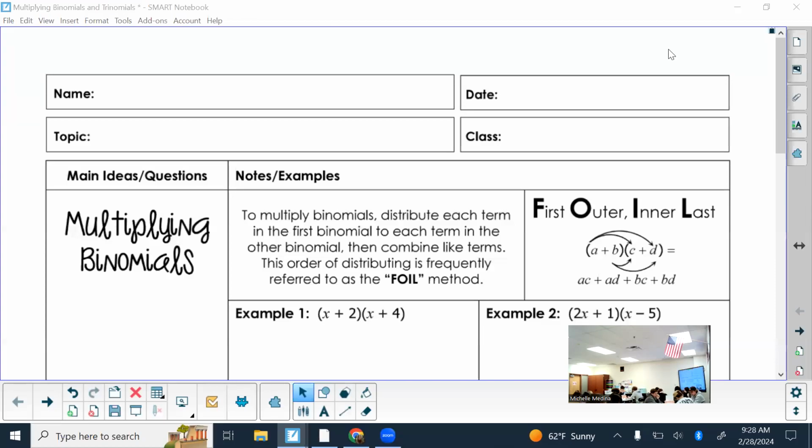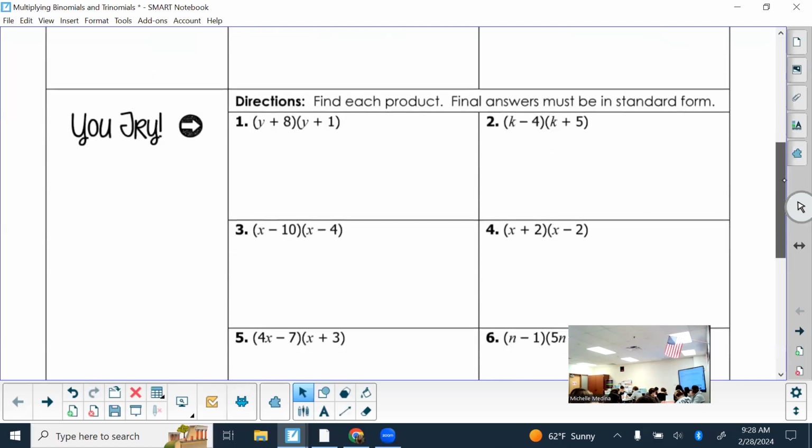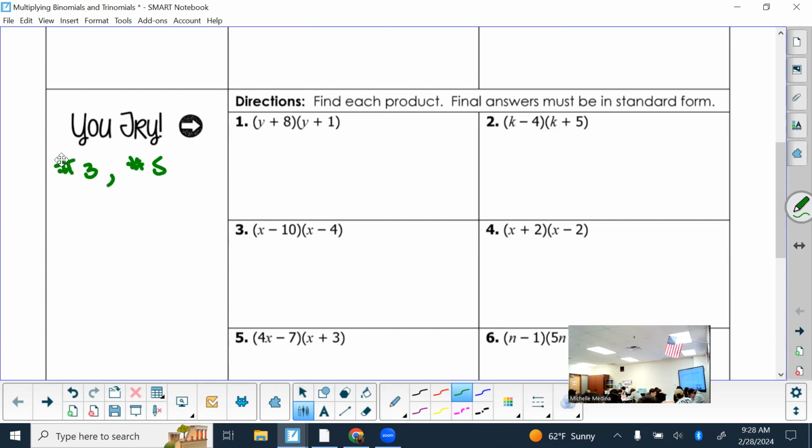On the screen as you walked in, it did say that I wanted you to try on this note sheet 3, 5, and 17. So we'll make sure we go over those. But I do want to do the teacher examples as well. This is helping us practice a skill from lesson 8 and 9.